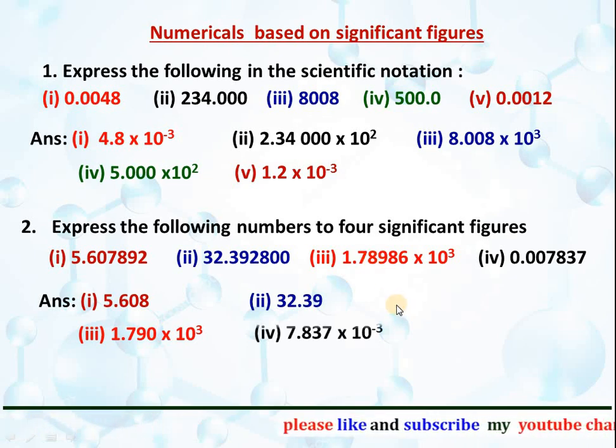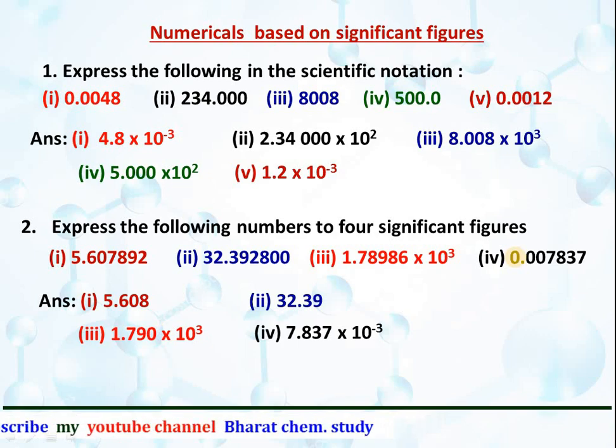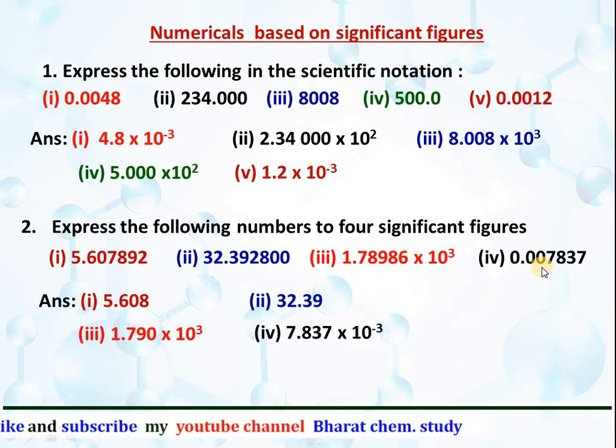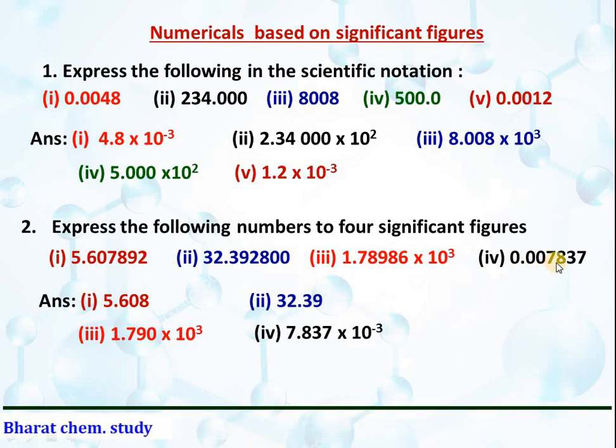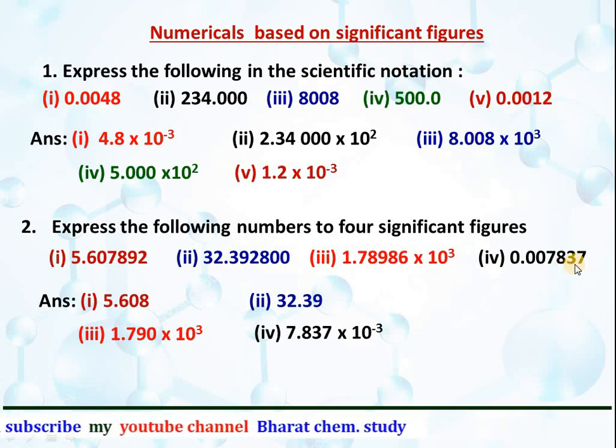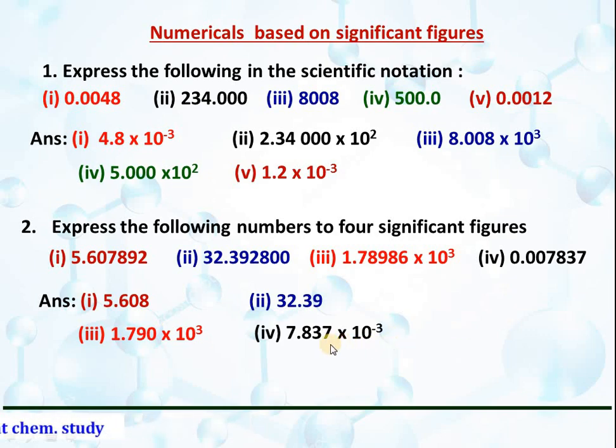In the fourth case, again these 0s are not significant. These 0s, because they are present in front of a non-zero digit, therefore these all 0s are not significant. So here the significant value starts from 7, 8, 3, 7. So we have to add all these 4 significant values. So the answer will be written in scientific notation as 7.87 into 10 to the power minus 3.